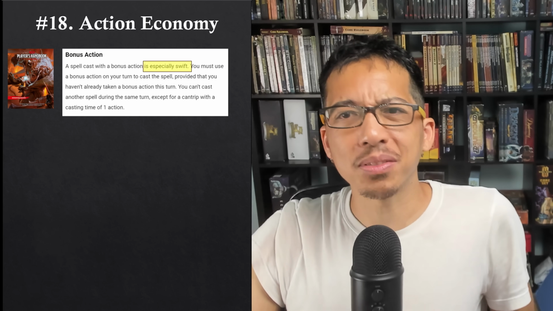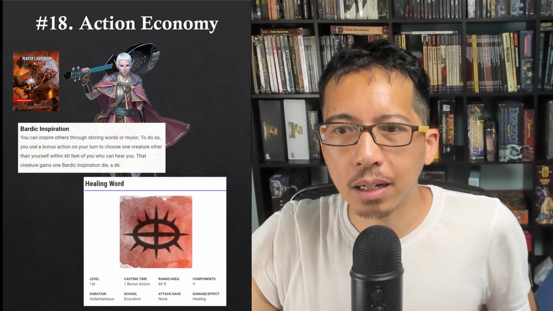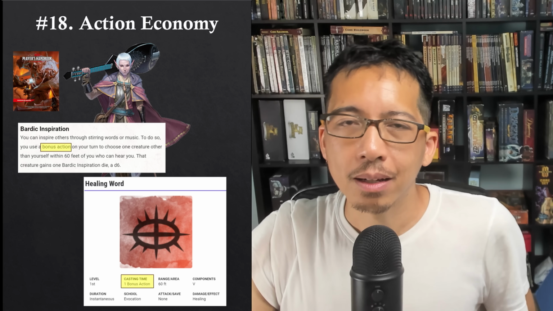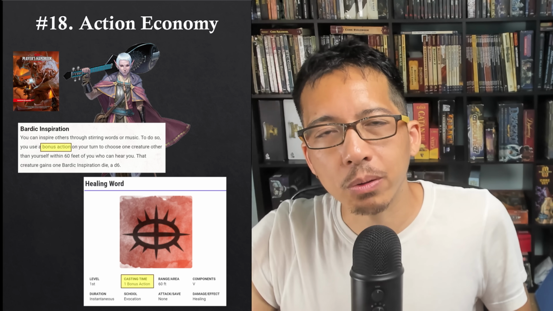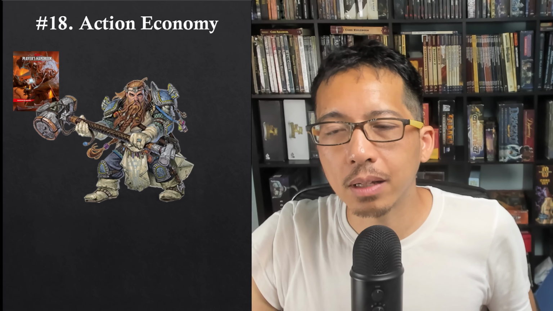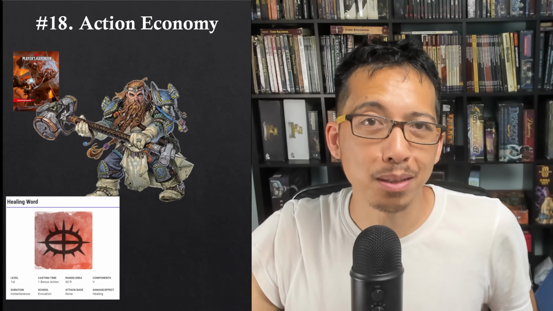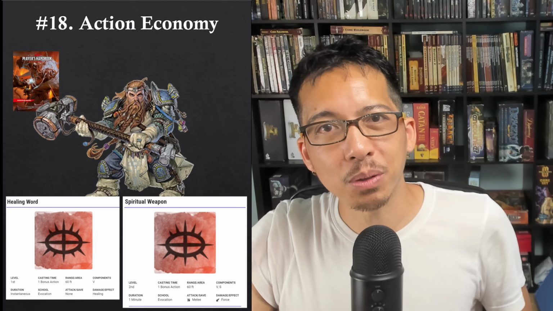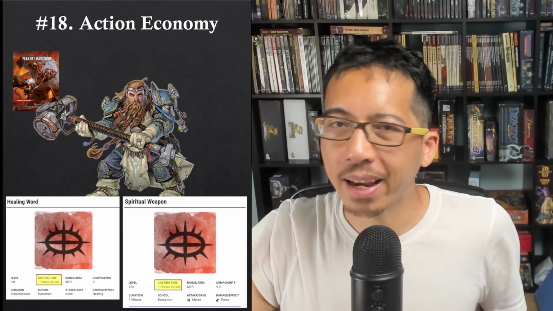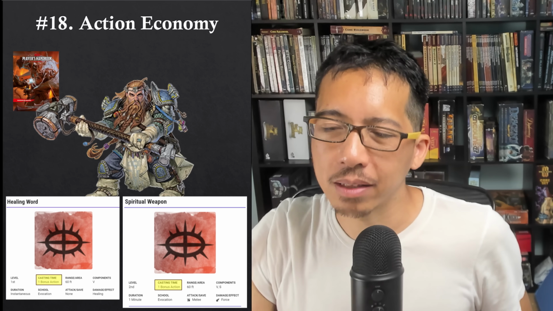Are they really swift? Let's look at examples. What if our bard wants to give bardic inspiration to somebody with their bonus action and also cast an especially swift spell called Healing Word, which uses their bonus action? Impossible, because they both use the bard's bonus action. Cannot do that. And what if our cleric wants to cast Healing Word, an especially swift spell, and cast Spiritual Weapon, an especially swift spell, with his actions? Can't do that because they both use his bonus action.